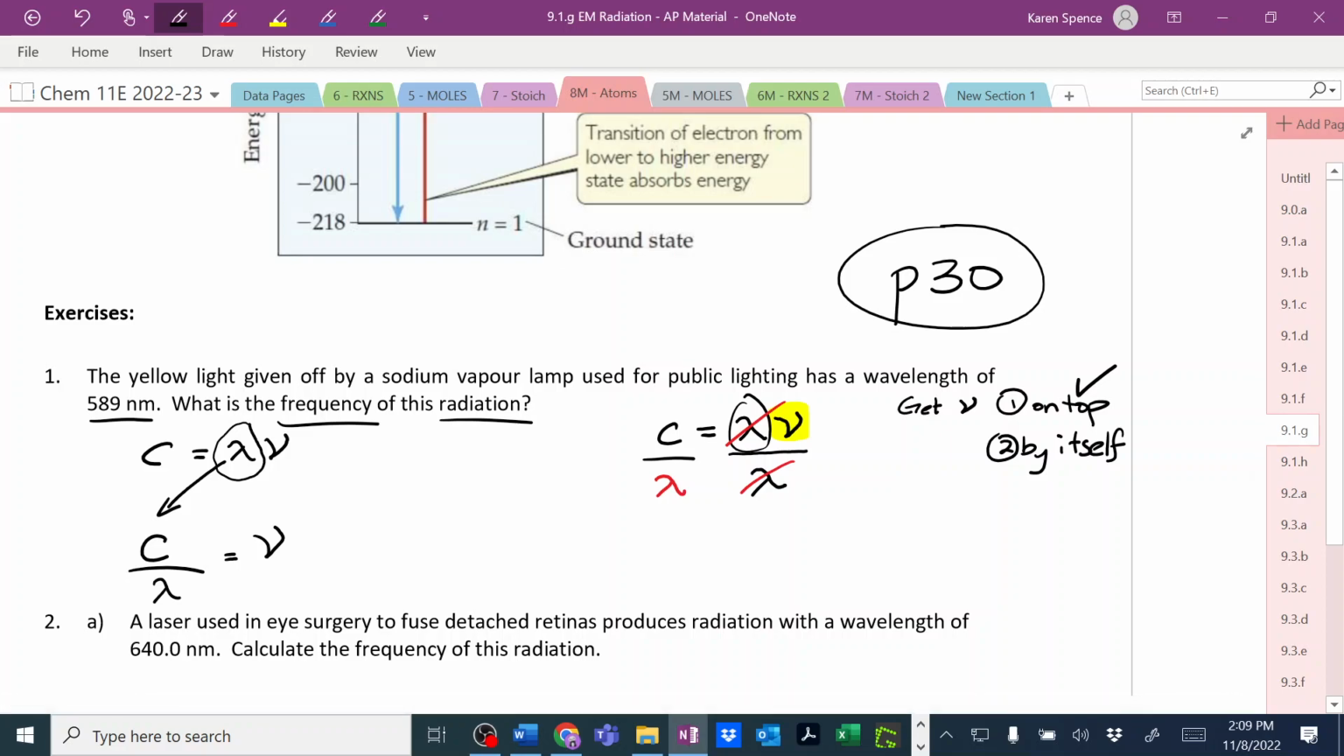Nu, yes. Greek letter, nu. Then when you go to solve this, if you have written it this way, you should rewrite it as nu is equal to c over lambda, because then you can show the plugging in in a way that makes sense. You're writing your mathematical sentence from left to right.